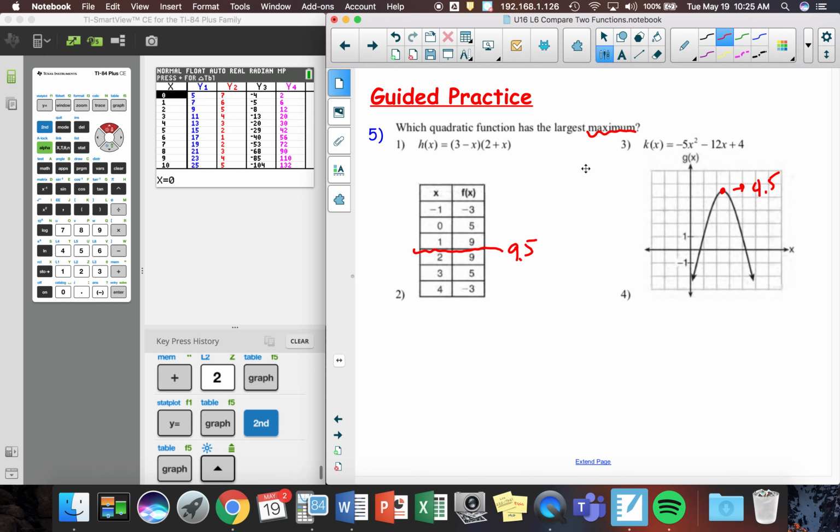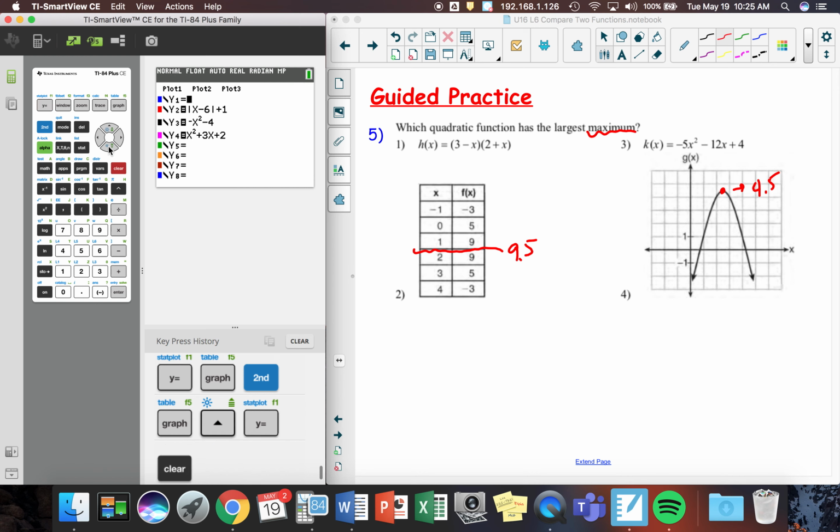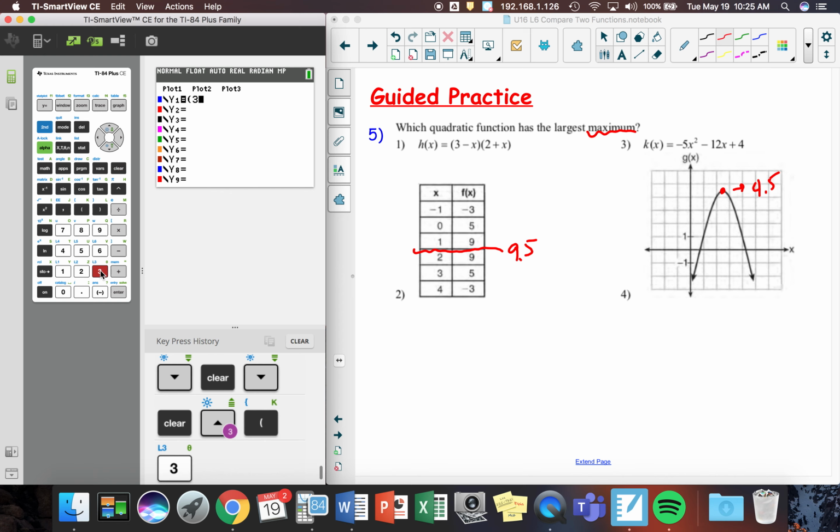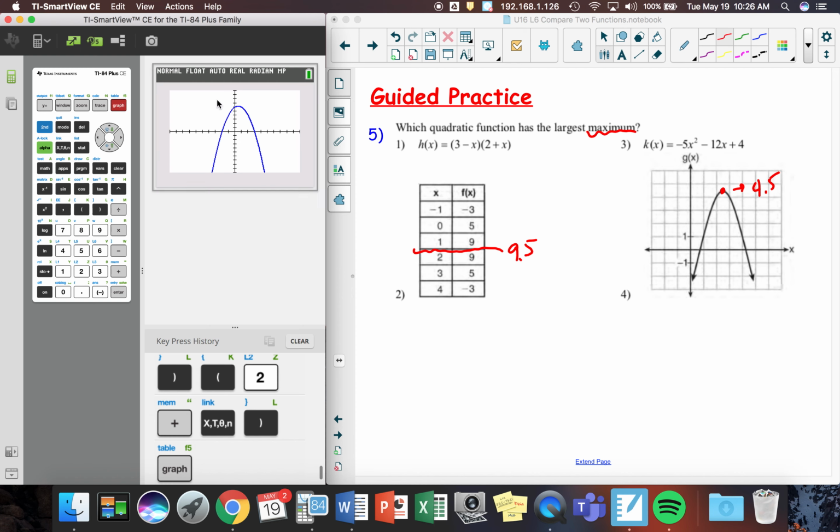Now let's check 1 and 3. So for one, we have no choice. We're going to just type into the calculator. So I'm going to clear everything out here, and I'm going to type in this first one. So we have 3 minus x and 2 plus x. Press graph. So I can see that there's some kind of maximum here, but I'm going to look at the table just to be sure.